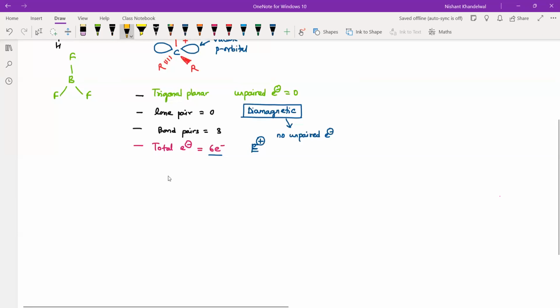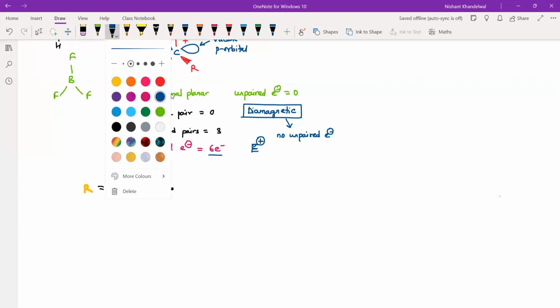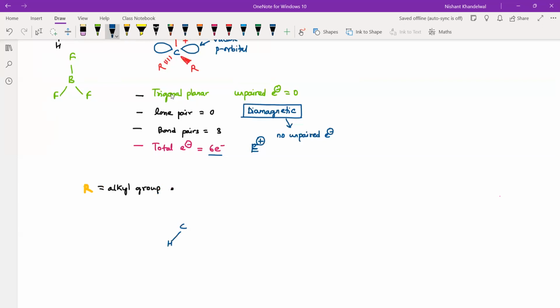Yes. And you can replace this R. R is any alkyl group. Or you can take R as hydrogen as well. Okay. This is also a carbocation. If you draw like this, it is also a carbocation. Correct.